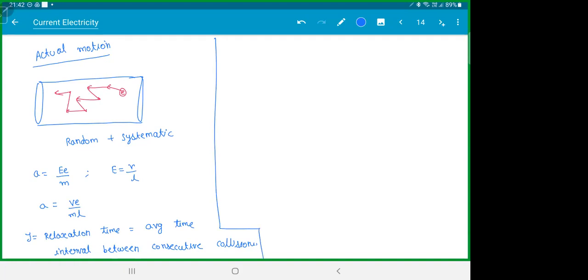So we define this tau as nothing but the average mean free path by V thermal. Mean free path, this also we defined in KTG. This is the average distance traveled between two collisions.